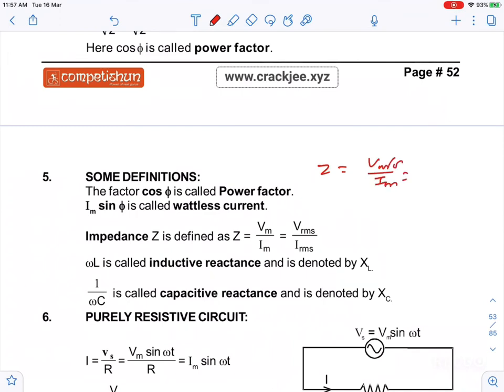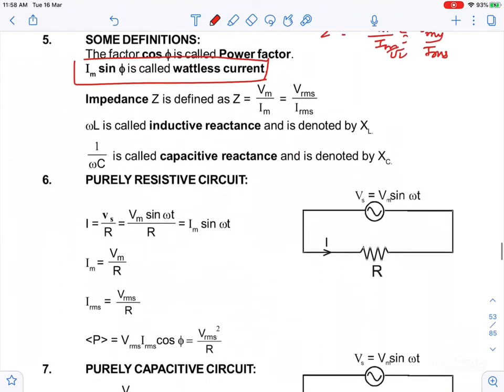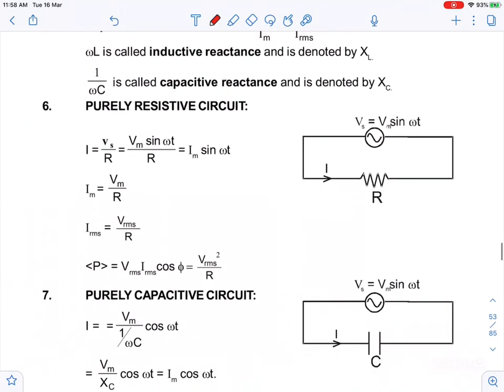Now impedance Z is equal to V maximum upon I maximum, or if you divide by root 2 on both sides, this becomes V RMS upon I RMS. Now one thing, they have asked once about wattless current. What is wattless current? I maximum into sin phi is wattless current, and cos phi is power factor, which we have seen here. We will calculate power factor as R by Z, all these things.